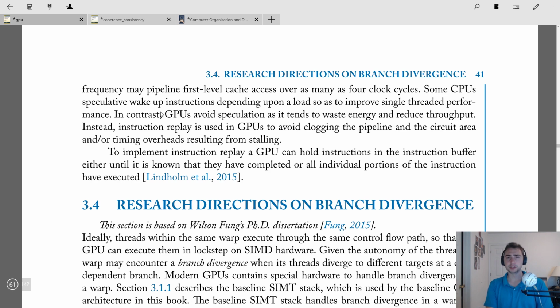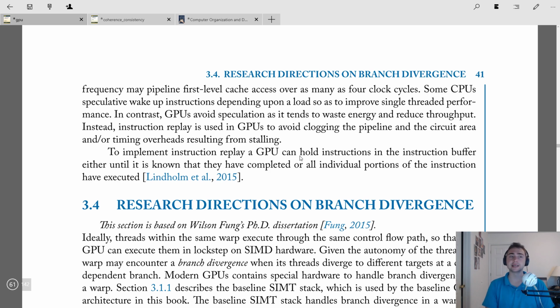So in GPUs, we don't have speculative execution, right? We don't have branch predictors, so we don't choose a path. We rely on massive multi-threading to have multiple instructions that we choose between, right? So like I said, it tends to waste energy and reduce throughput, right? We want to save that space mainly for compute units. So instruction replay is used in GPUs to avoid clogging the pipeline and the circuit area and or timing overheads resulting from stalling. Right, so to implement instruction replay, how can a GPU do it?